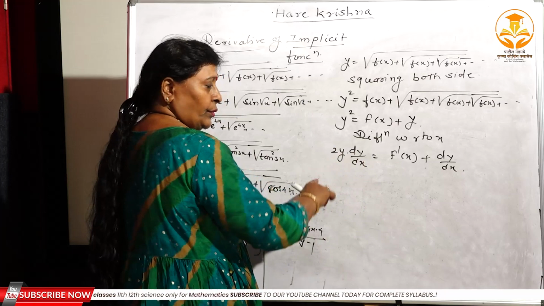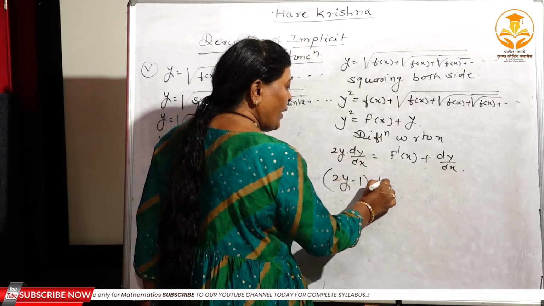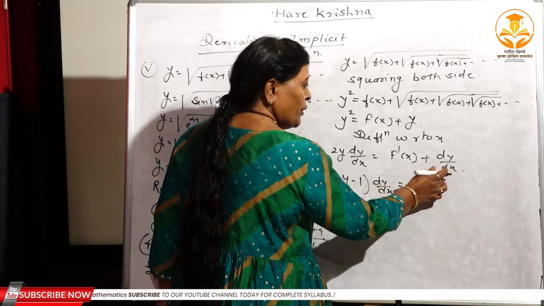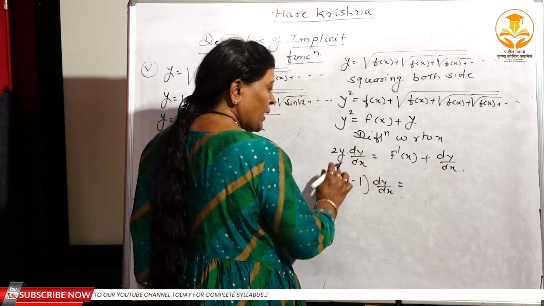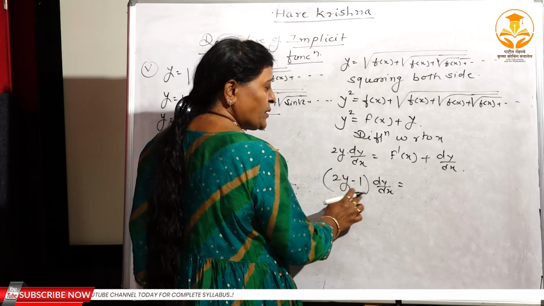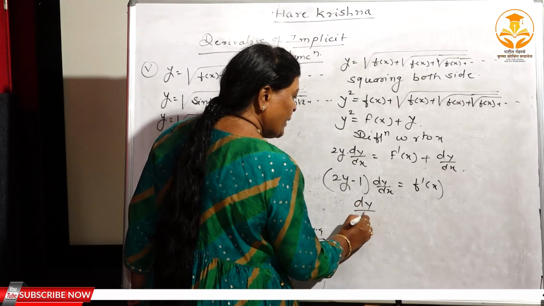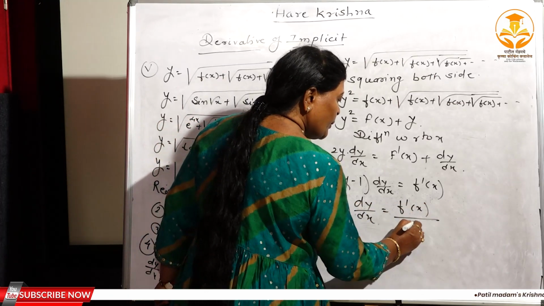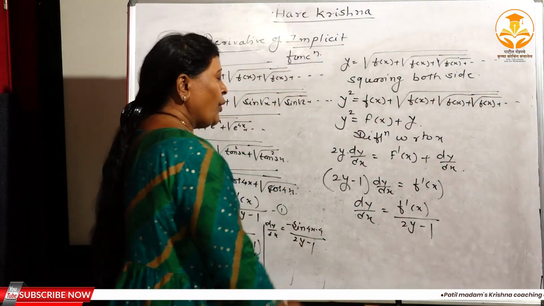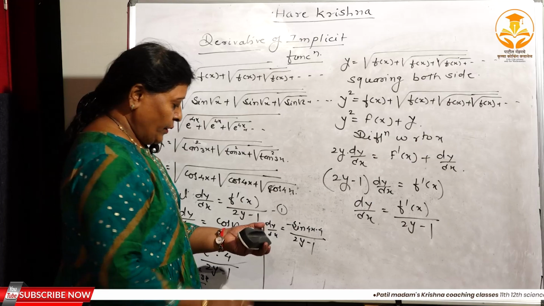Right? Now collect the terms of dy by dx: 2y minus 1 into dy by dx. You have to transfer this term to that side, therefore this becomes minus. Therefore here you have 2y minus 1 into dy by dx, and here f dash x. Therefore dy by dx is f dash x divided by 2y minus 1. So got it here? The result is f dash x divided by 2y minus 1, isn't it?